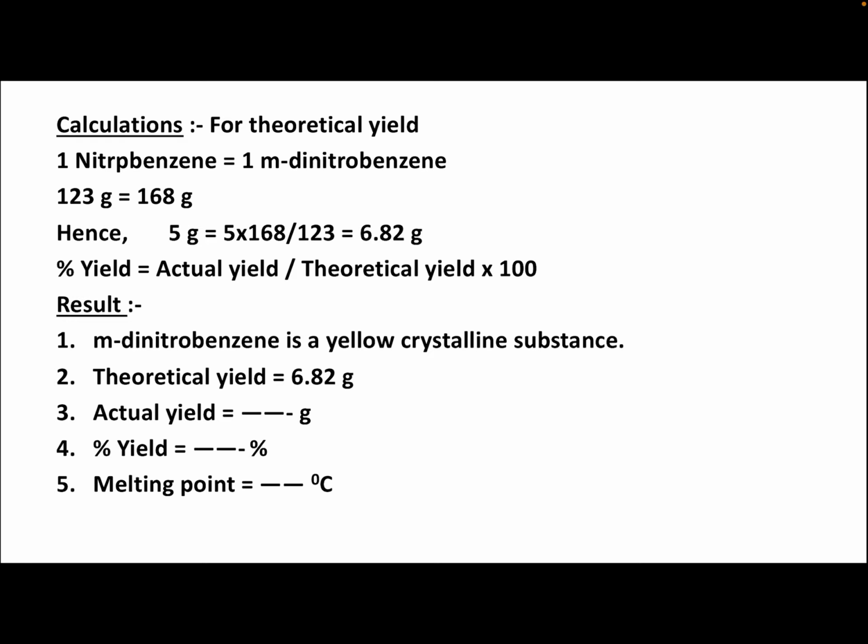Calculations for theoretical yield: 1 nitrobenzene is equal to 1 m-dinitrobenzene. 123 gram is equal to 168 gram. 5 gram is equal to 5 into 168 divided by 123, which is equal to 6.82 gram. Percentage is equal to actual yield divided by theoretical yield into 100.